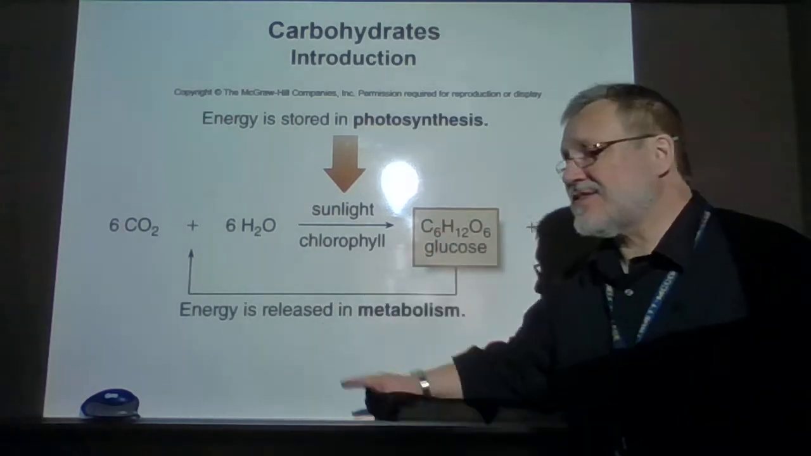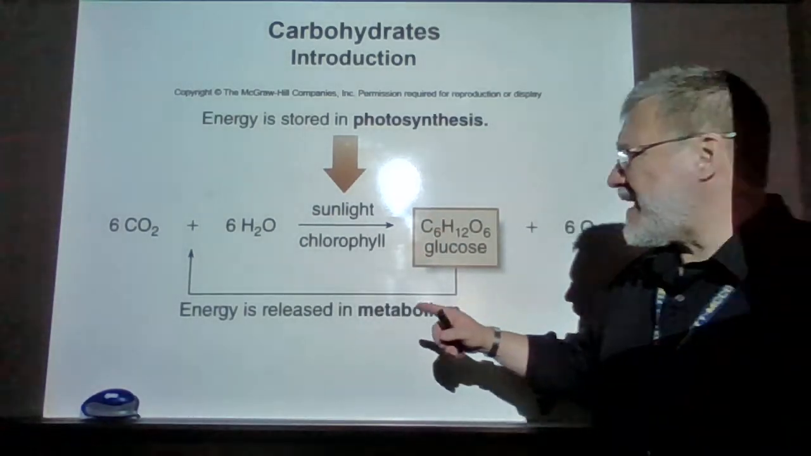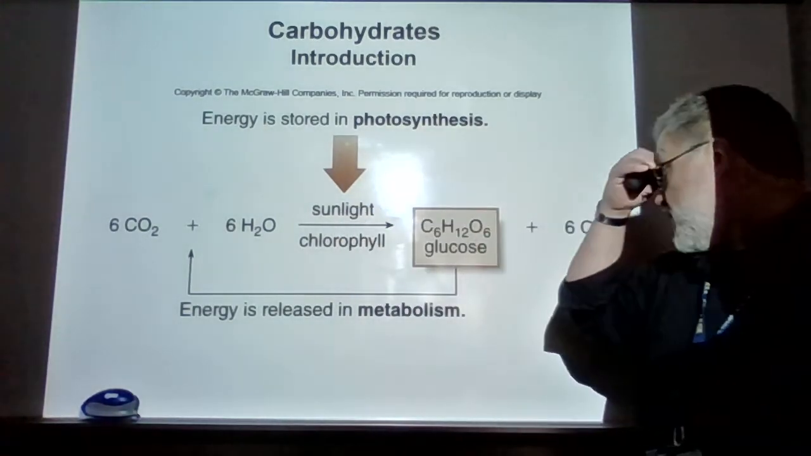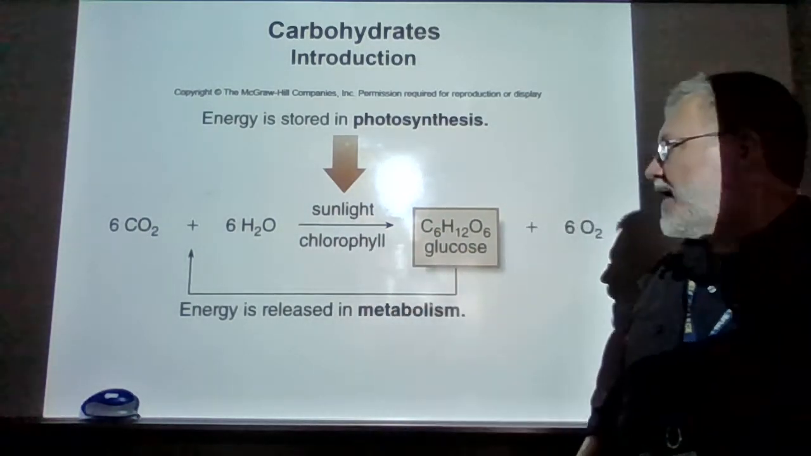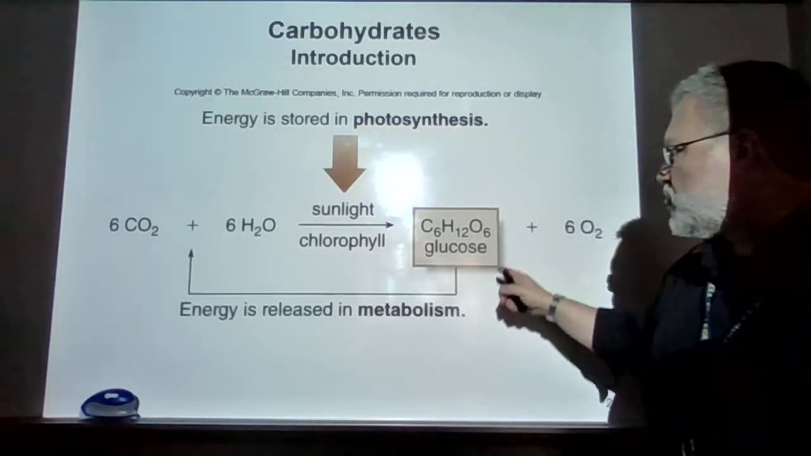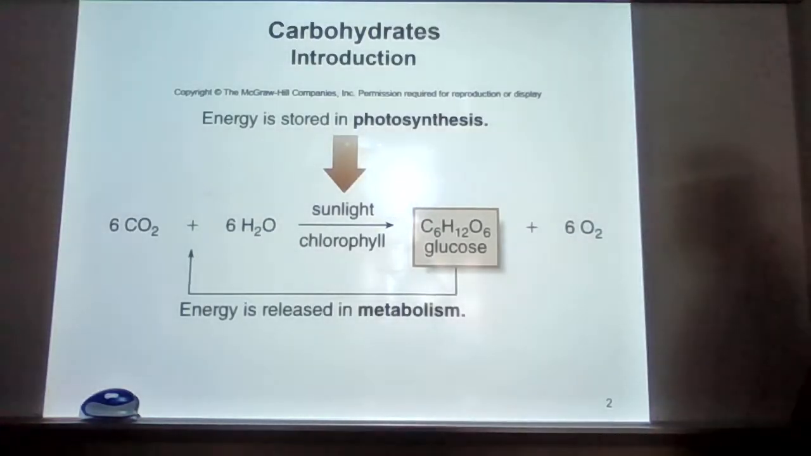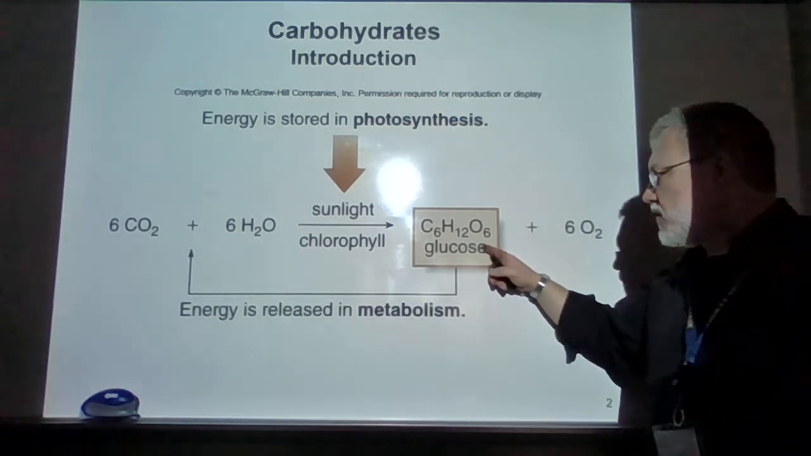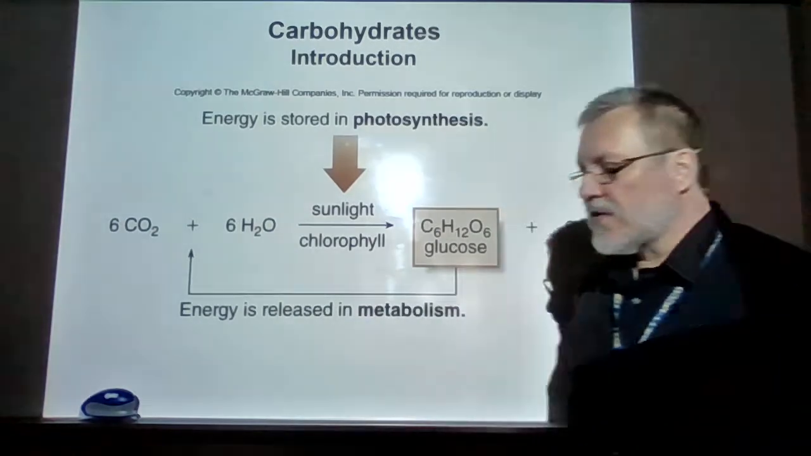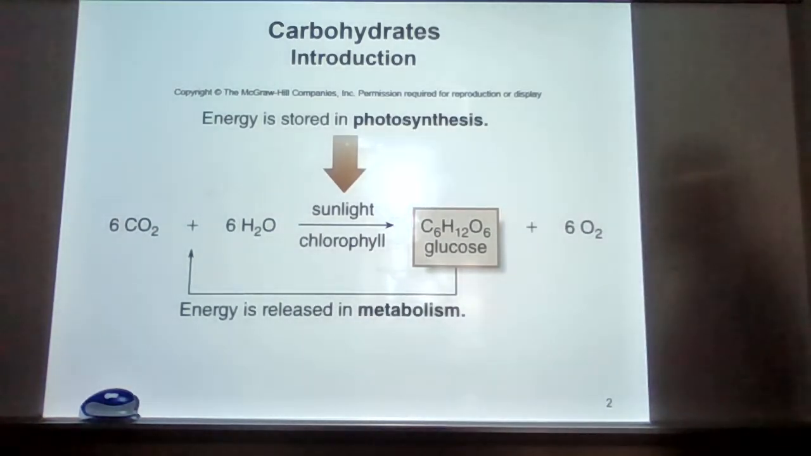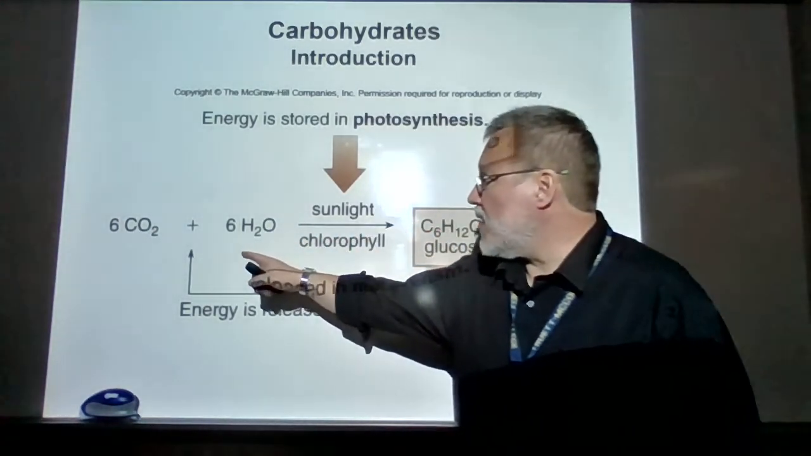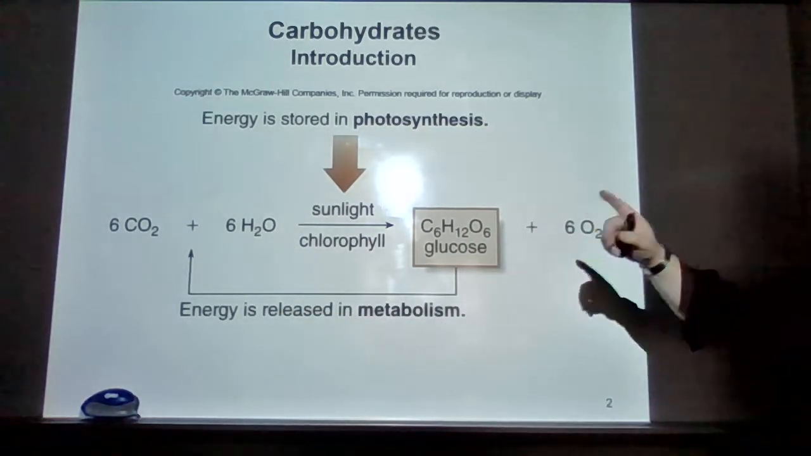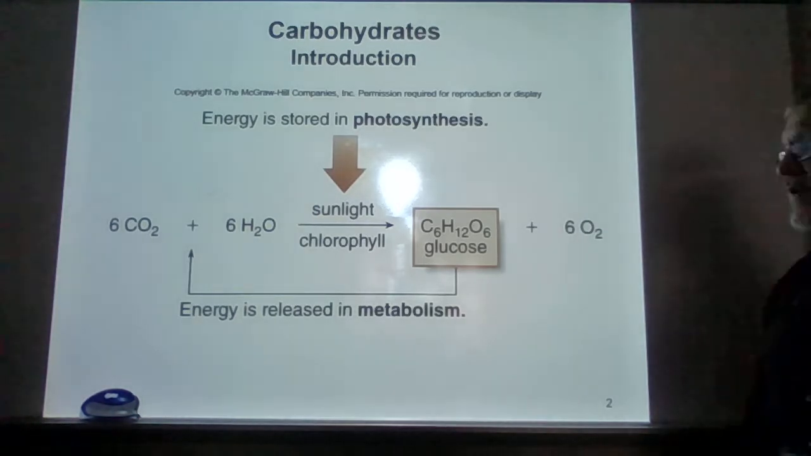So we have this energy cycle. The plant takes CO2 and water, converts it via the process of absorbing a photon of light and the enzyme chlorophyll to create glucose. The bond energy that's stored in the molecule of glucose is released during the process of human metabolism to produce CO2, water, and energy. And the process starts all over again.